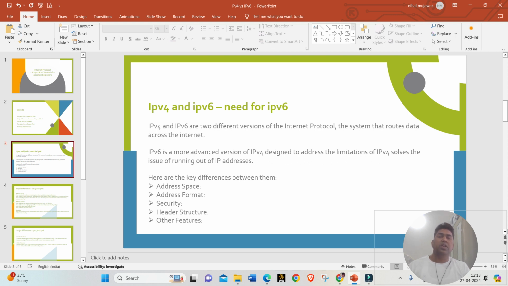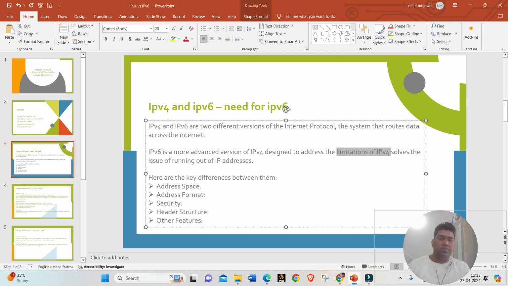It's not like we will completely shift from IPv4 to IPv6; we will see the transition part of that. At present both are being used, but in the future IPv6 will be required because of the limitations of IPv4. I hope this is very clear. IPv6 is the more advanced version of IPv4. It is designed to address the limitations of IPv4 and solves the issue of running out of IP addresses, as we just discussed.